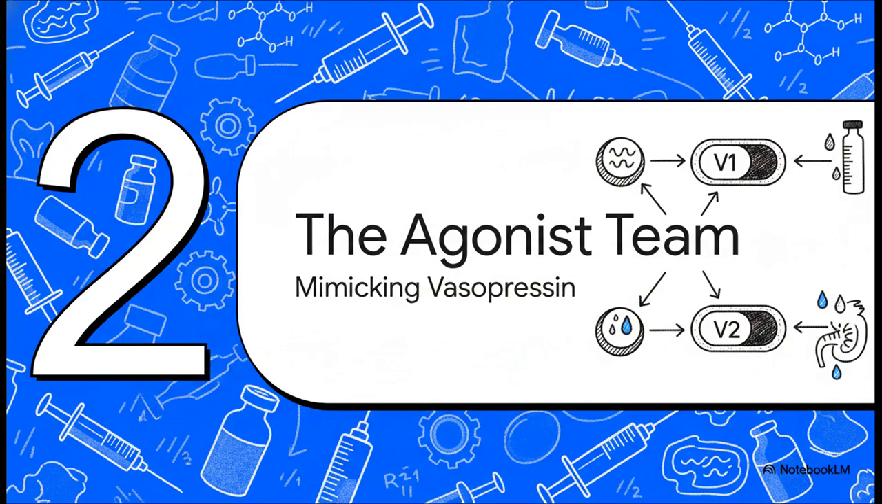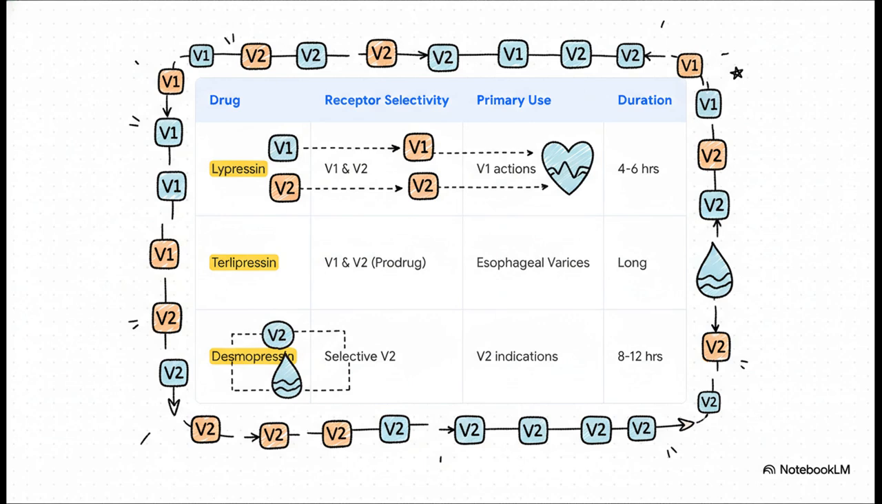All right, so now that we know the switches, let's talk about the drugs themselves, the dawa we actually use in the clinic. Think of each drug as a specialized tool in our toolkit. Some are designed to press only the V1 switch, some press only the V2 switch, and some, well, they can press both. Now this is very important for your exams beta. Make sure you mark this one.